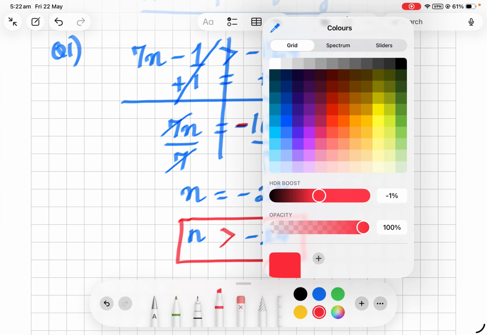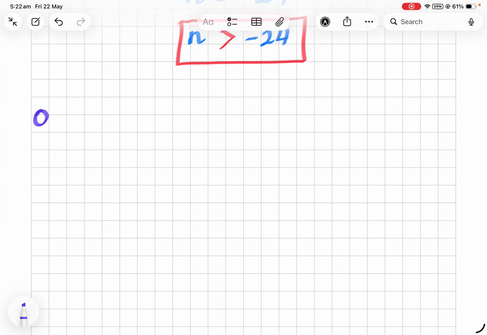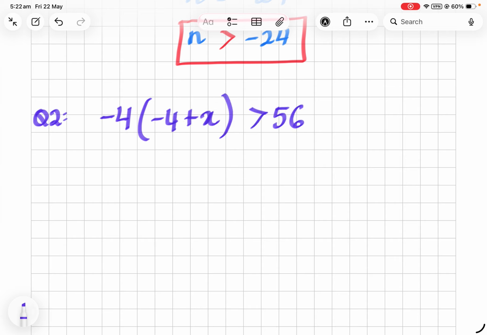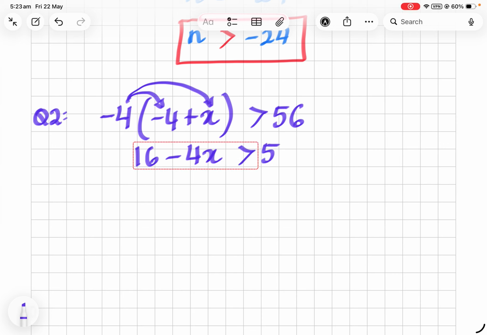Now your next inequality is like this. There are two ways to solve this question. Question number 2: negative 4 bracket negative 4 plus x is greater than 56. The first method: the minute you see a bracket, if you're used to the rainbow technique, that's fine. That's the distributive law, so you multiply the outside with the inside. Negative 4 times negative 4 is 16. Negative 4 times x is negative 4x, which is greater than 56.